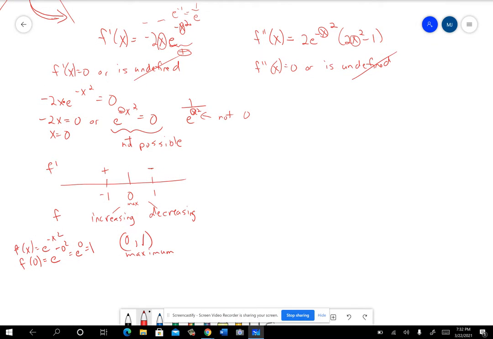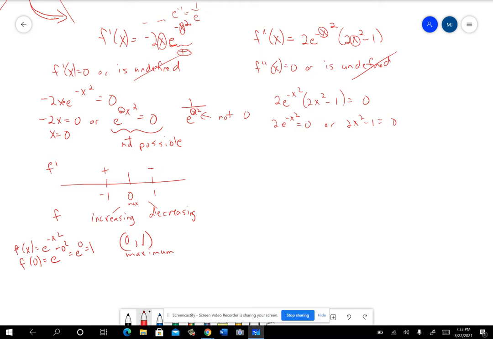All right, now let's take a look at what causes f double prime to equal 0. Those will give us the possible inflection points. So this would equal 0 whenever this is equal to 0 or when this is equal to 0.